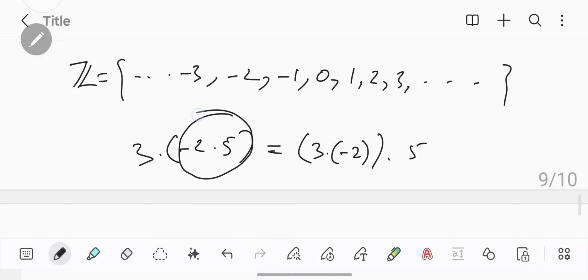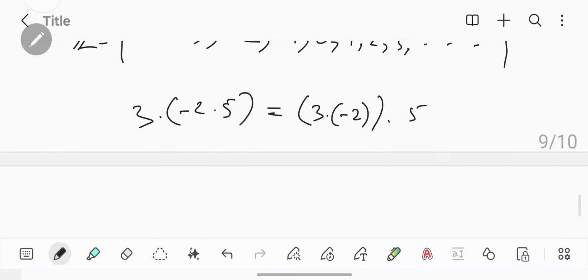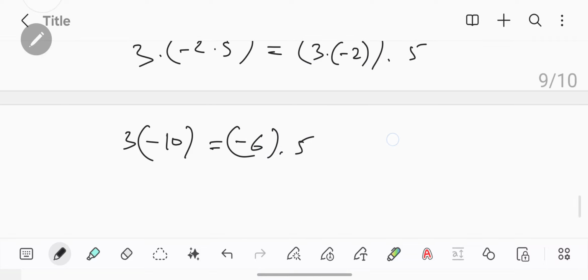Here I multiply these first and here I multiply these first, but I will get the same answer. Look, if I multiply these first, I will get negative 10 inside. If I multiply these first, I'll get negative 6 inside. Here I have 5. What's this? This is negative 30 and this is surprisingly negative 30. So they both are the same.